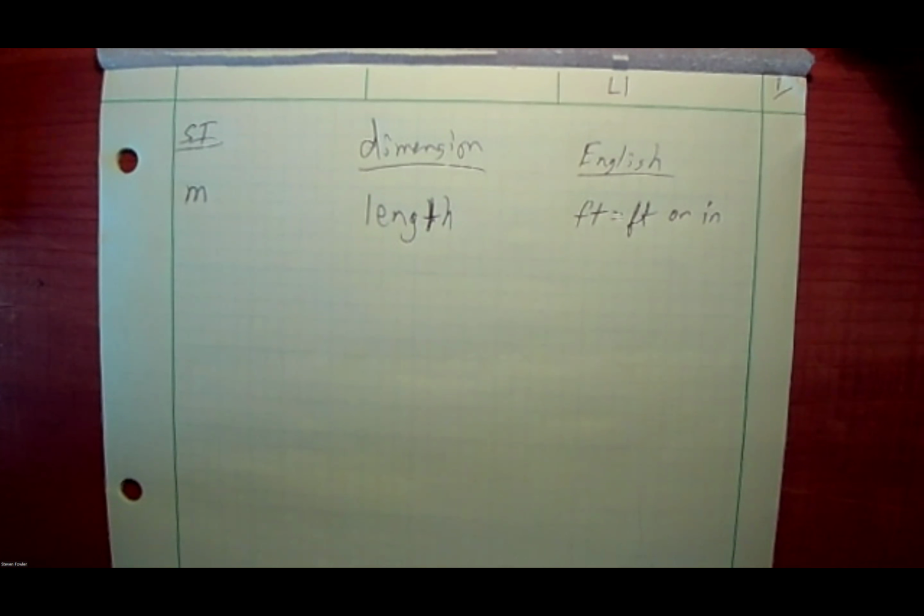In the English system, we might occasionally use inches. If you're not familiar with that, that's 12 inches in a foot. It's an arbitrary number, as is most things in the imperial or English system. We will have to learn to use both.